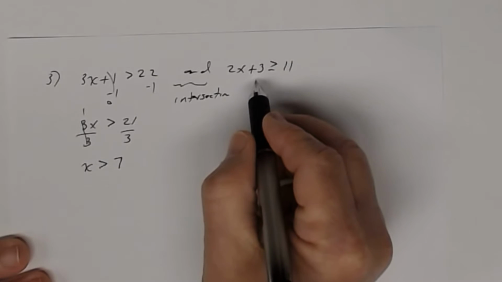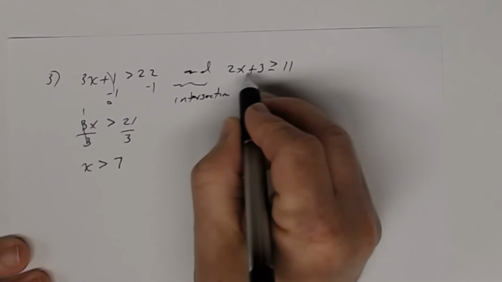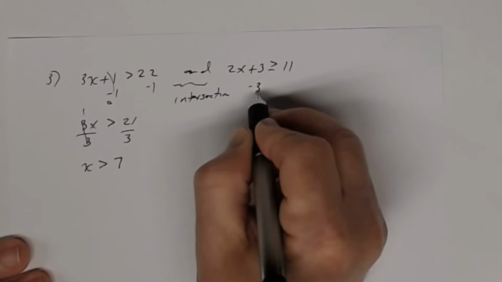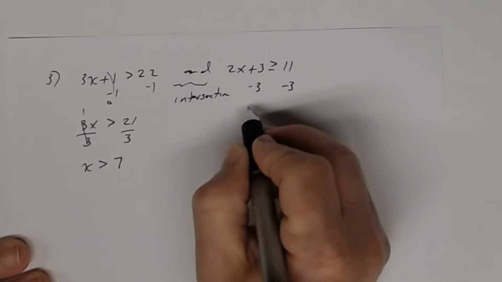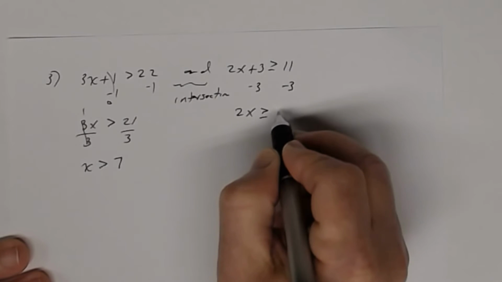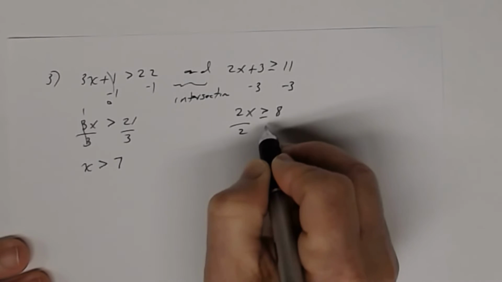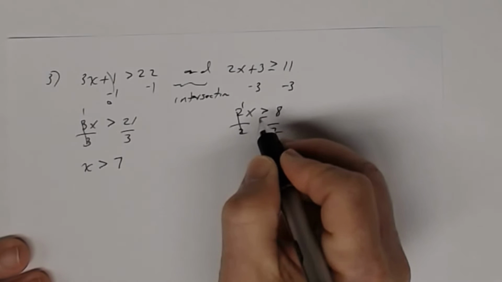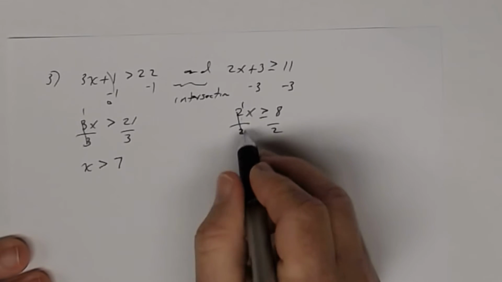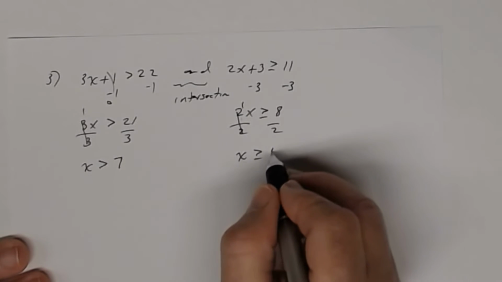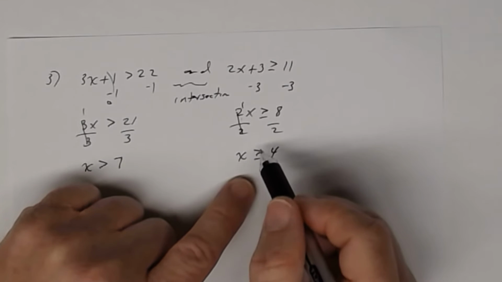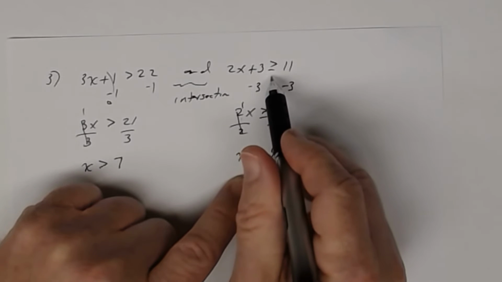Over here, let's go ahead and solve for x here. Let's find the solution to this inequality. Subtract 3 from both sides, and I get 2x is greater than or equal to 8. Divide both sides by 2, and then reducing, 2 divided by 2 is 1. 1 times x is greater than or equal to 4. So any real number greater than or equal to 4 is a solution to this statement.